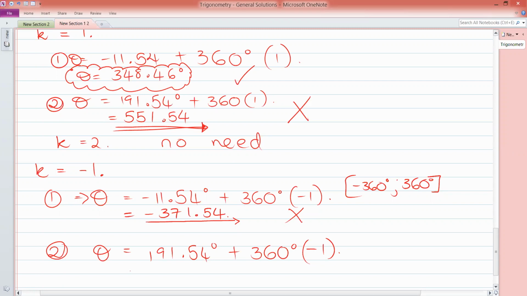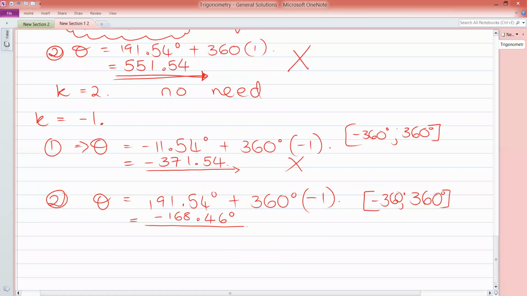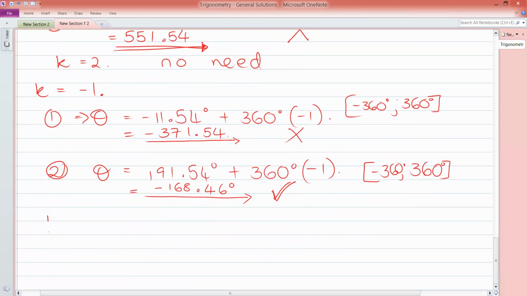I get negative 168.46 degrees. Is this value within my range? What do you guys think? Yes, ma'am. Perfect. Okay, this one is within my range. Do you think there's a need for me to try k is equal to negative 2? What do you guys think? No, ma'am. Okay, I don't think so.